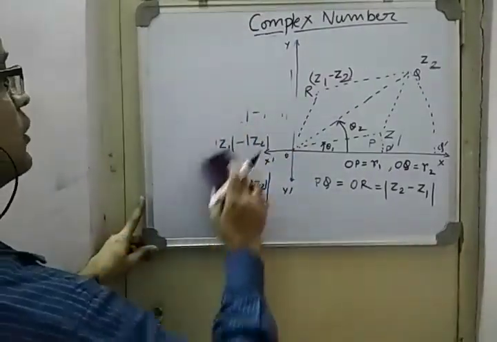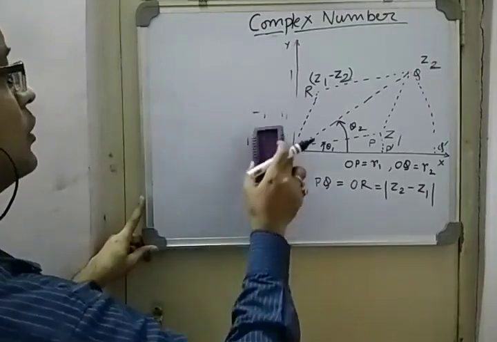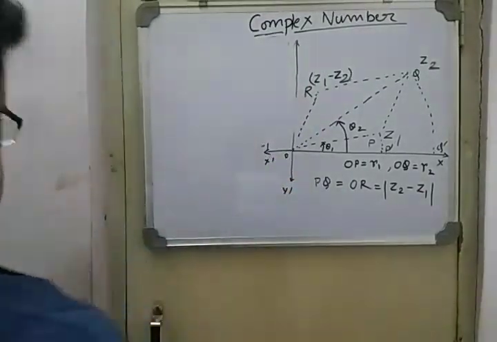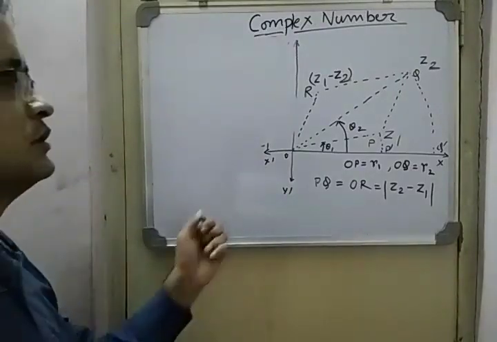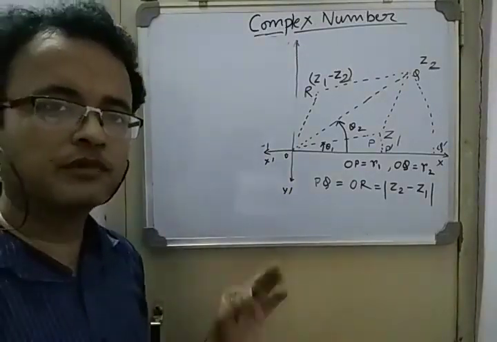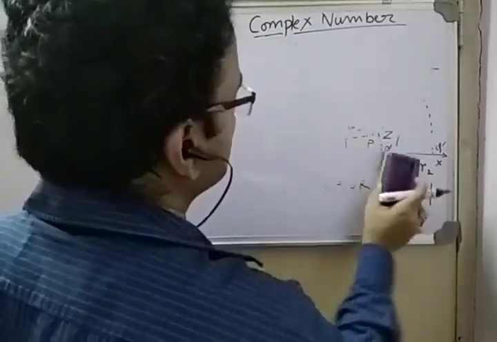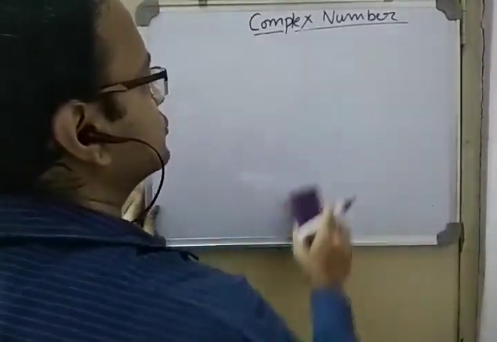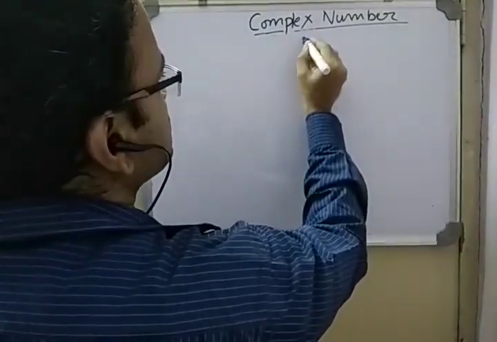So we have proved now mod Z1 minus mod Z2 is greater than or equal to mod Z1 minus Z2, and mod Z1 minus Z2 is less than or equal to mod Z1 plus mod Z2. Now we will represent multiplication of two complex numbers. Okay.